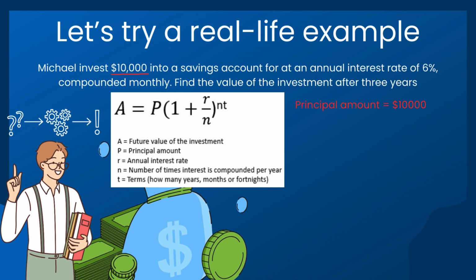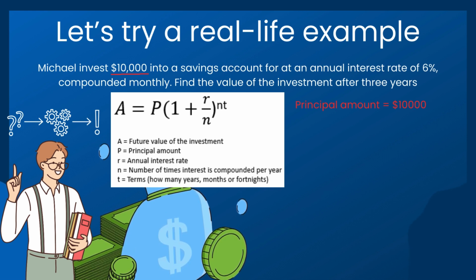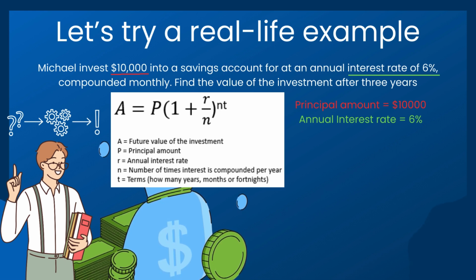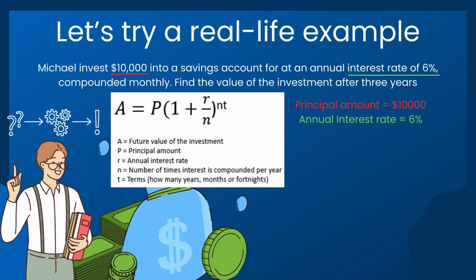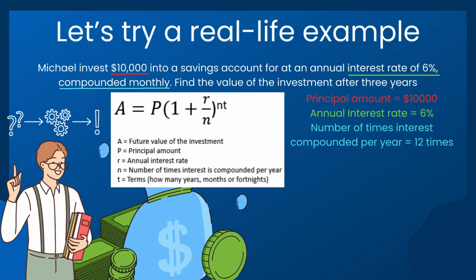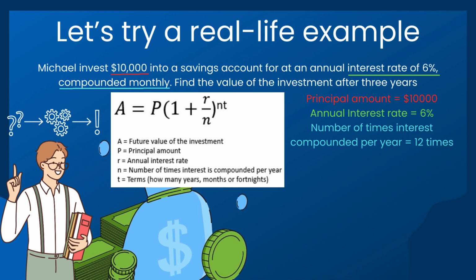Okay, let's summarize this problem. We have the principal amount of $10,000, which is the P value in the formula. And then we also know the rate, which is 6% annually. This means our terms here will be in years. And it is compounded monthly. So the bank will re-evaluate the investment every month and pay Michael the interest. And there are 12 months in a year. So we know our N value is 12.